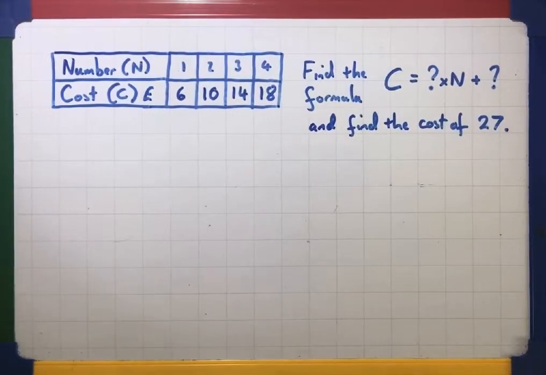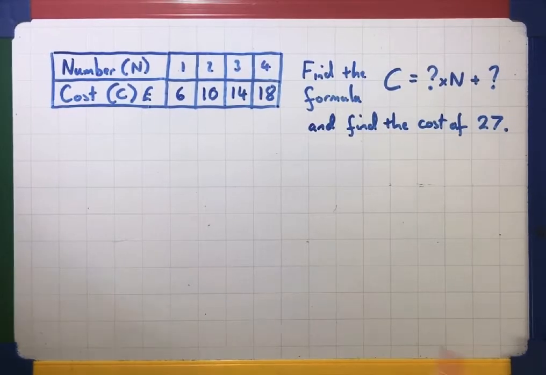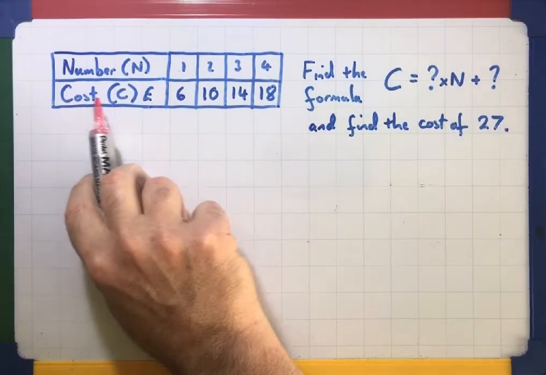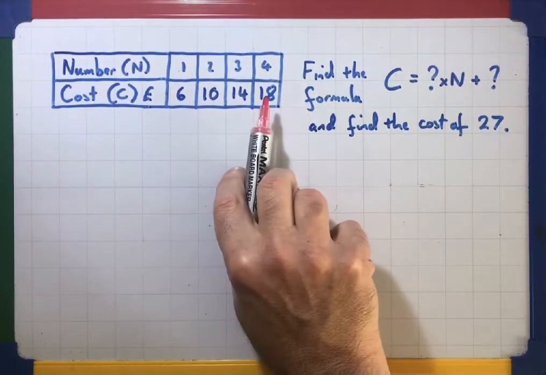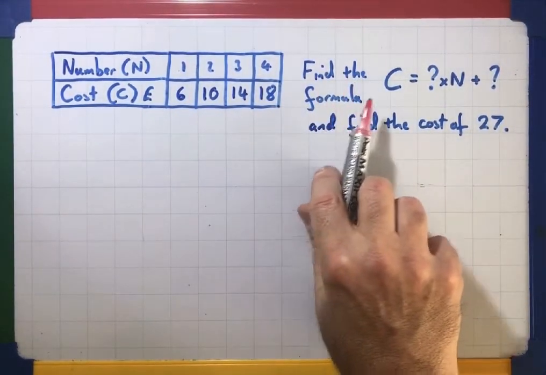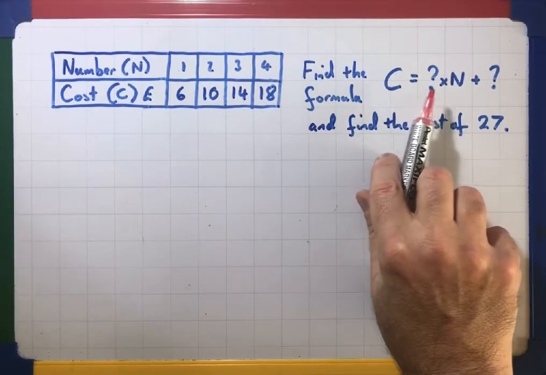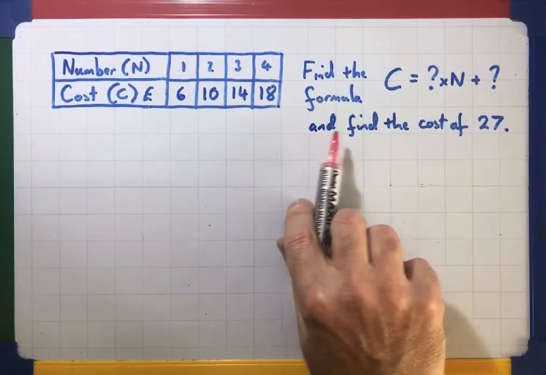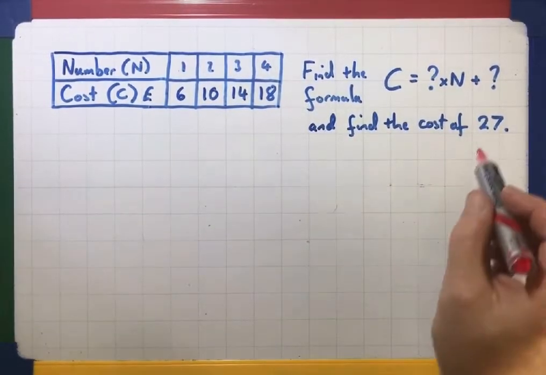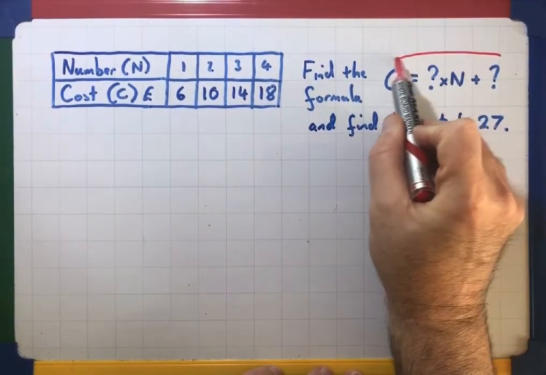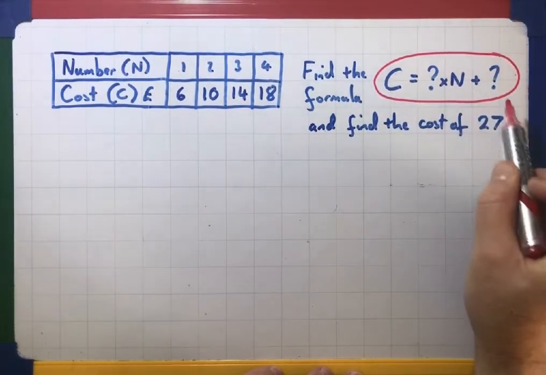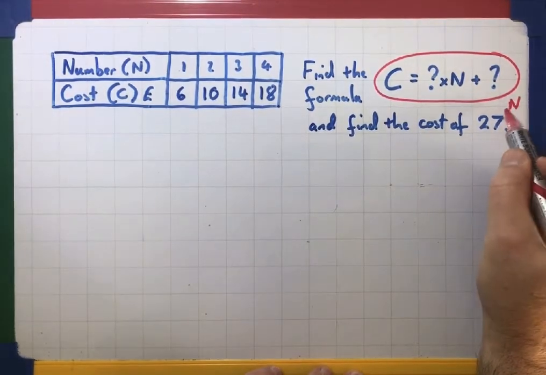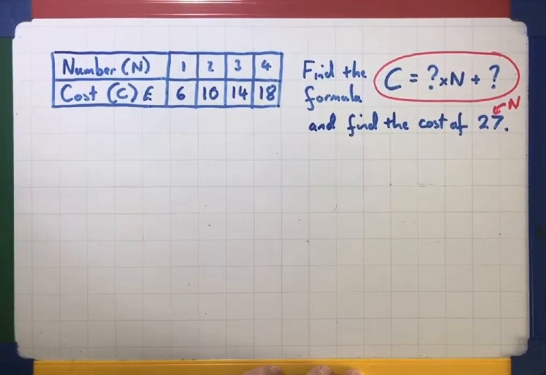Okay, this next example, what we've been given is a table where the number of whatever it is and the cost. It says find the formula C equals something times N plus something, and find the cost of 27. So first of all, we're going to work out what this formula is, and then we're going to use it by replacing n with 27.